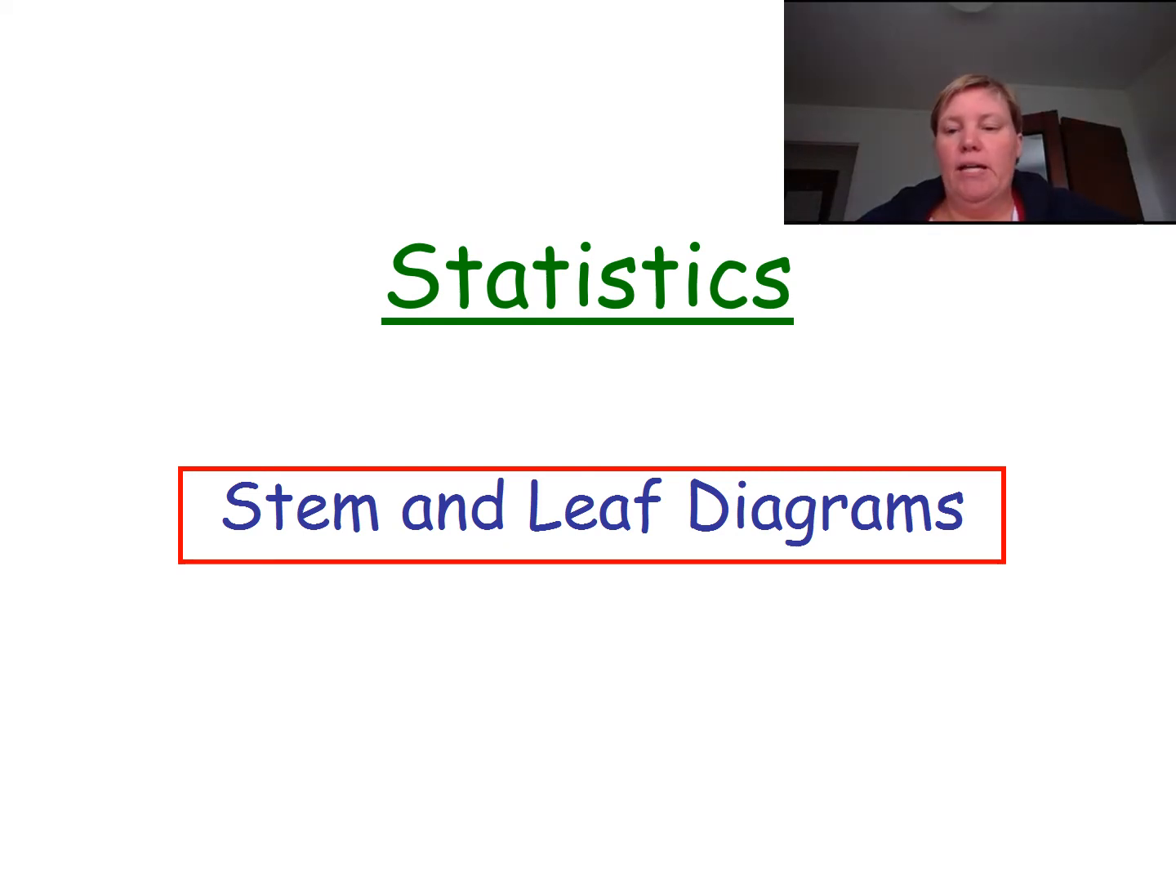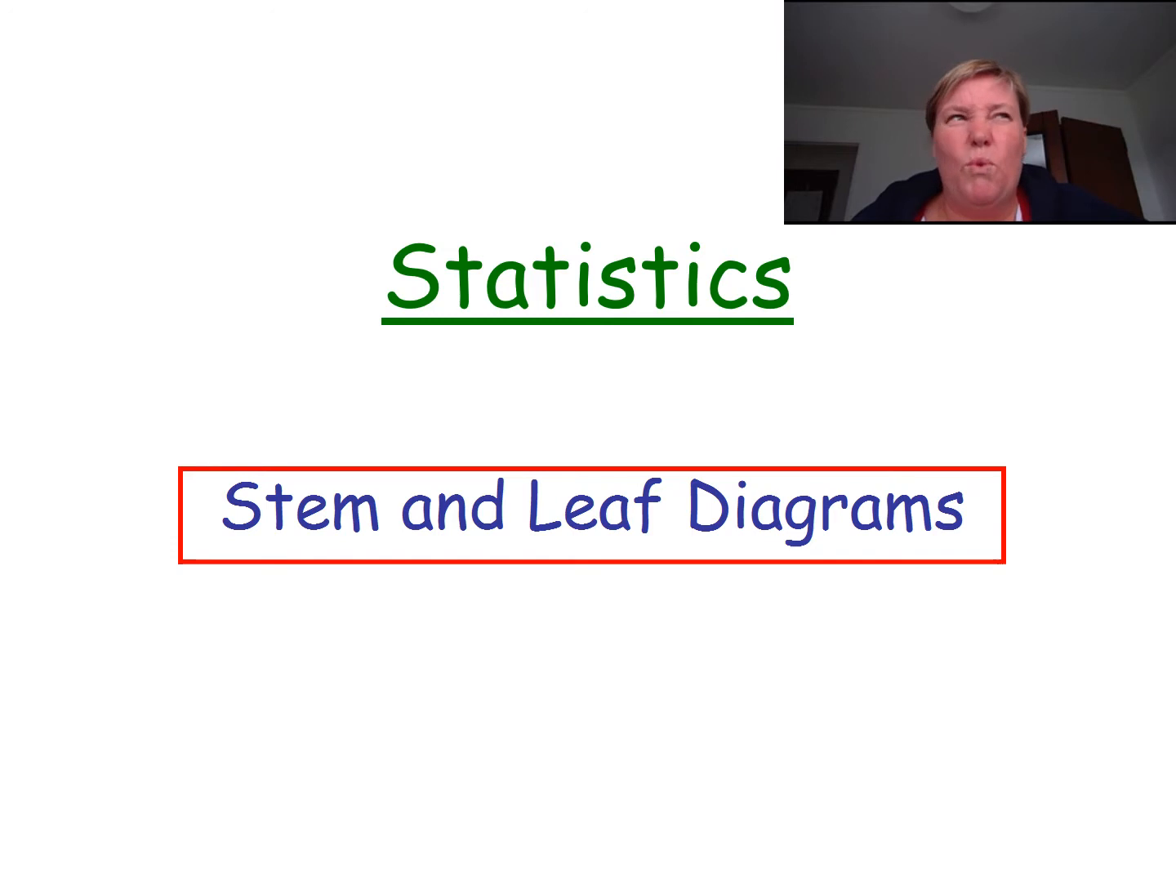Howdy, howdy, howdy. Well, new topic. This time it's statistics, and one of the first things we're going to do is go through stem and leaf graphs or stem and leaf diagrams. Now, you've seen these before last year, so this is not new, but I know that for some of you we'll need to go through it again. So let's do that. Okay, so stem and leaf diagrams.